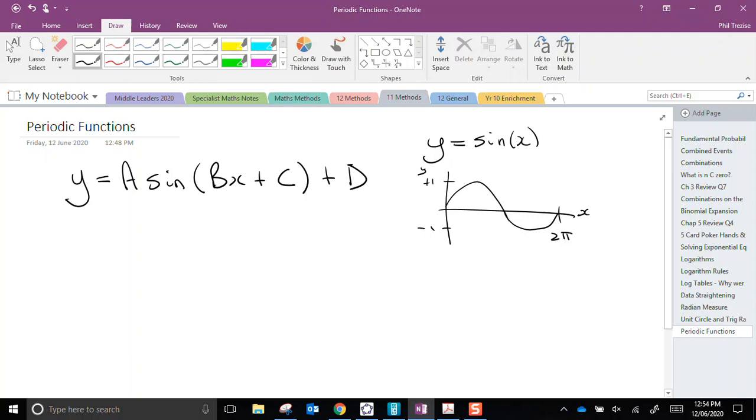Now these transformations have different effects. So the values of a, b, c and d will transform that base function. So a is the amplitude.